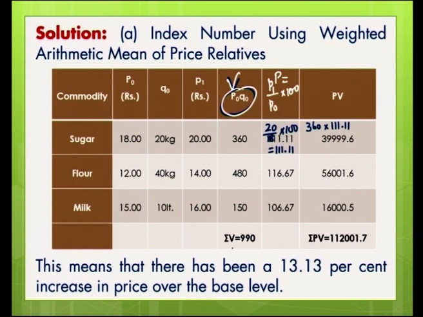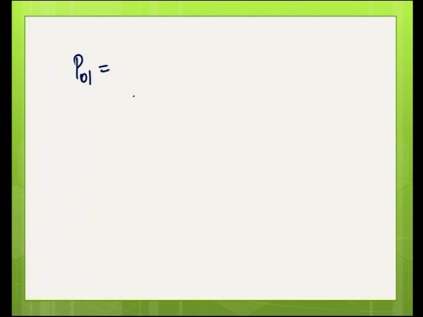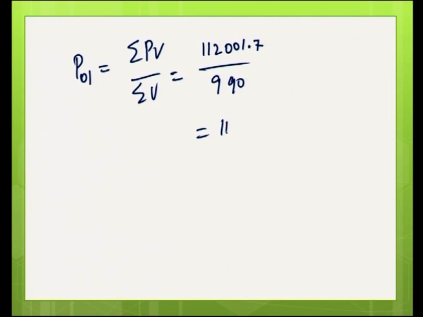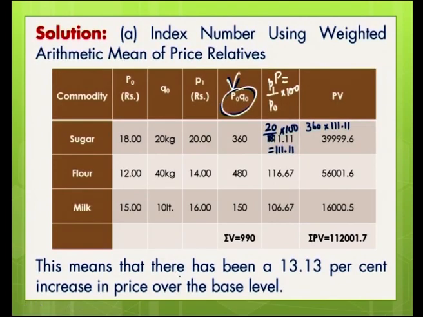Then you just take the total of summation V, and it comes to be equal to 990, and take the total of summation PV, which is 112001.7. Let us see how the index number is calculated. That is, P01 is equal to summation PV by summation V, which is 112001.7 by 990, equal to 113.13. This is the index number value. So, what you see is a basic increase of 13.13 percent. This means there has been a 13.13% increase in price over the base year or base level.